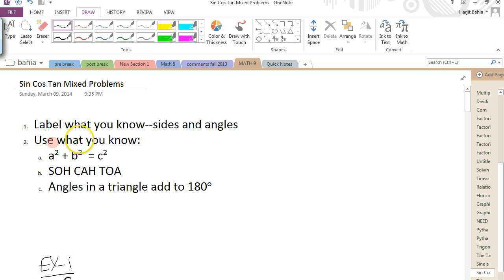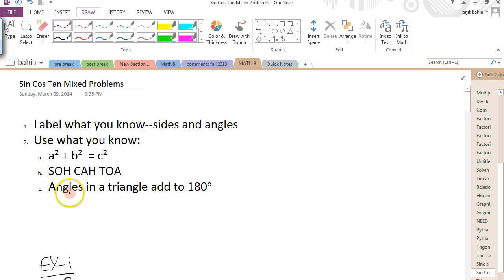Use what you know. These are the three tools that are going to help you figure out the unknown sides and angles of a triangle. Our good friend Pythagoras will help out if you've got two known sides and one unknown side. The most commonly used one will be good old SOHCAHTOA, or trigonometry. And then sometimes you don't have to use any of those things.